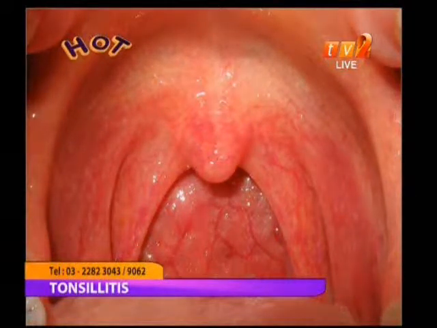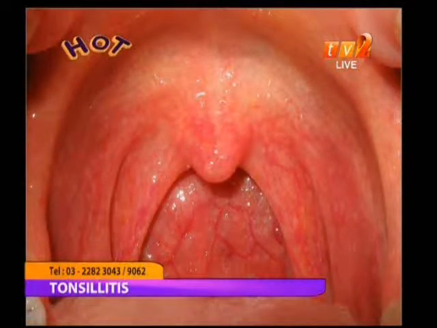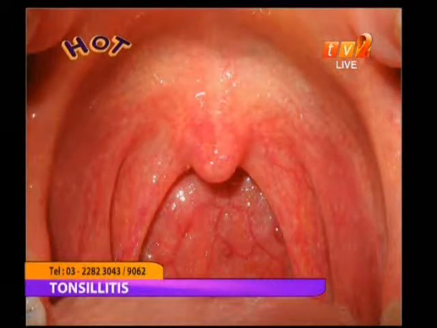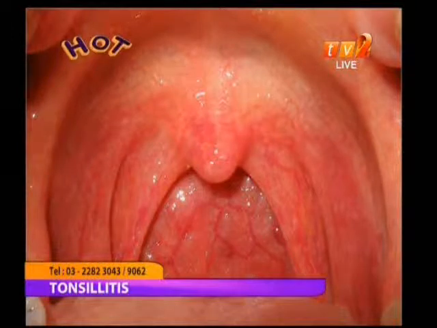Okay. I want to show you this slide. I want to compare tonsillitis and pharyngitis. These are two different things. Pharyngitis most of the time is caused by a virus. So you don't have to take antibiotics or have any surgery. You just take some analgesic and gargle.